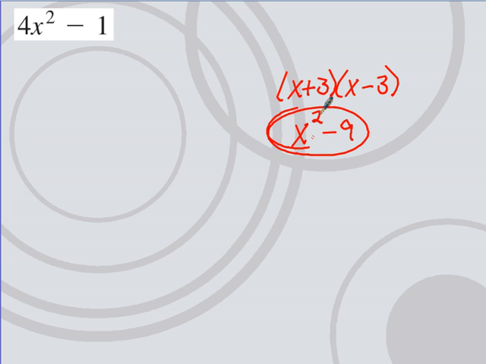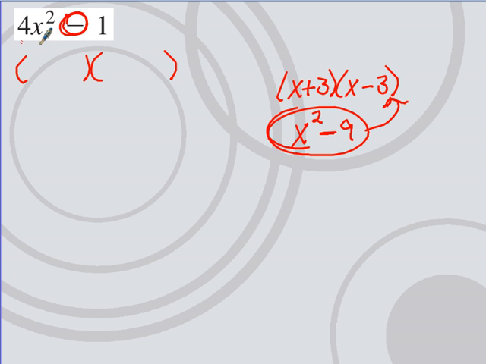A perfect square. X times x is x squared. 3 times 3 is 9. Both of those I can find the square root of. This is what we call difference of squares. Difference of squares will always factor back into conjugates. We like these problems.